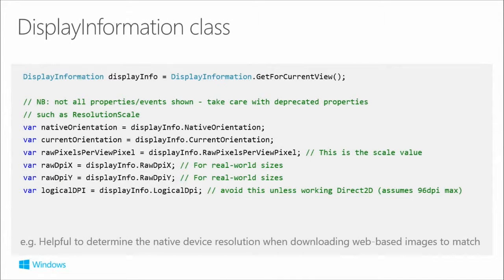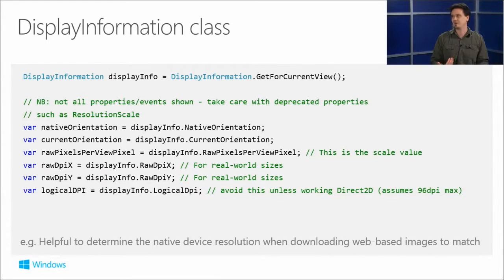And so the last piece is for those edge cases where we really do need to know pixel information about the devices that we're on. The DisplayInformation class gives us a lot of information. It gives us what our native orientation is, our current orientation. We can look at the raw pixels per view pixel, and this will give us the scale value. This is basically undoing the division that we saw earlier when we were translating raw pixels into view pixels. This translates view pixels into raw pixels. We can use raw DPI X or raw DPI Y. There's not a whole lot of scenarios in which this makes a lot of sense, except for real object scenarios.